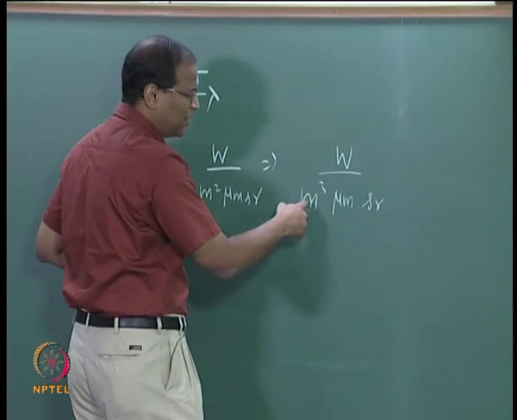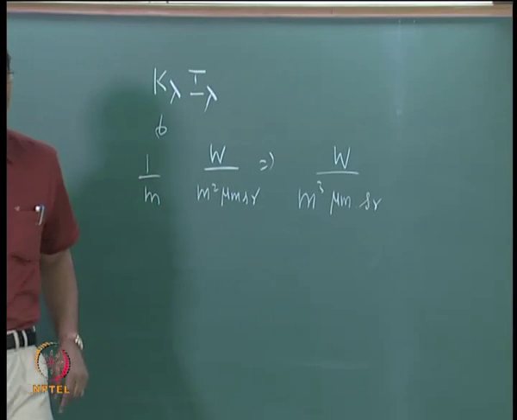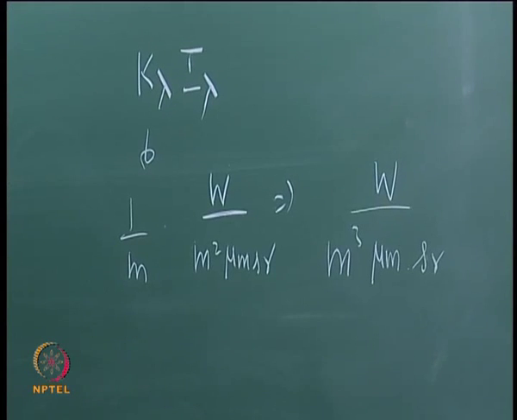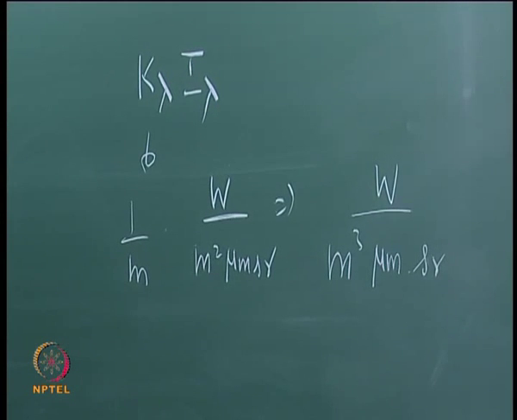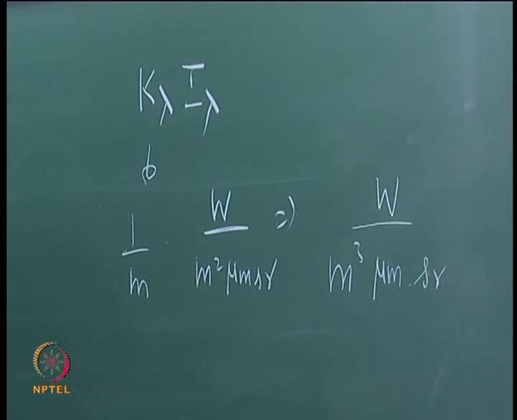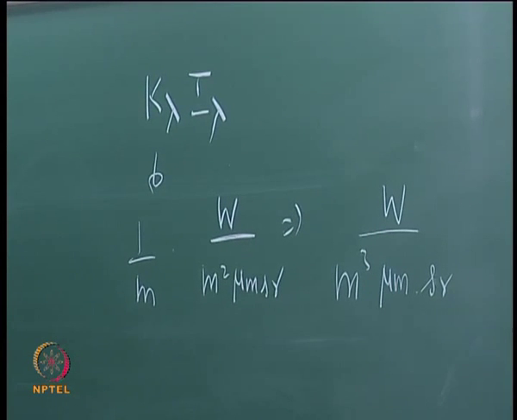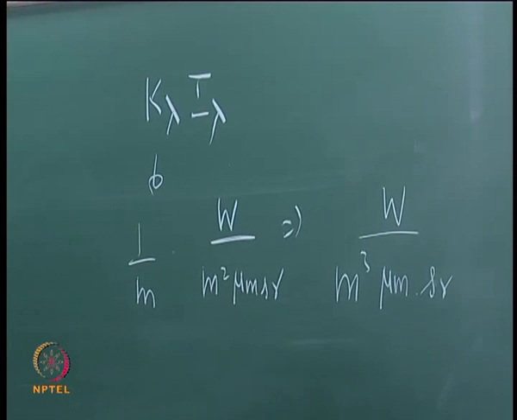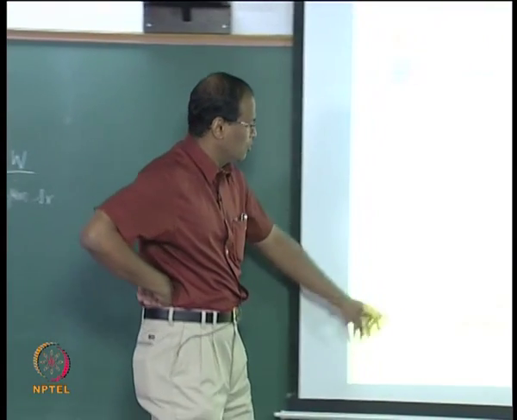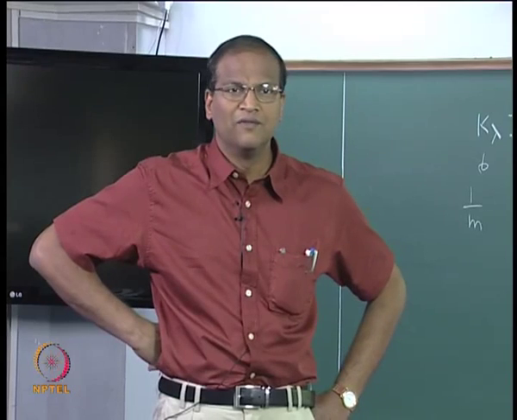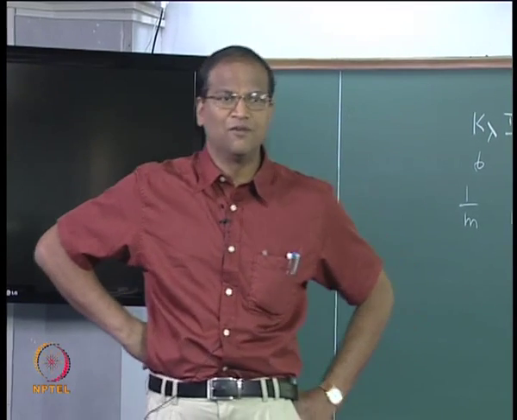Watch this, watts per meter cube per micrometer per steradian. We used to get watts per meter square per micrometer per steradian for radiation from surfaces. So if it is watts per meter cube, kappa is not dimensionless, it has the units of meter minus 1. Similarly, we have an epsilon lambda, which is a monochromatic or spectral emission coefficient, which also has the units of meter minus 1. So the epsilon lambda we define for gas radiation is different from the epsilon lambda we define for the radiation from surfaces, right.